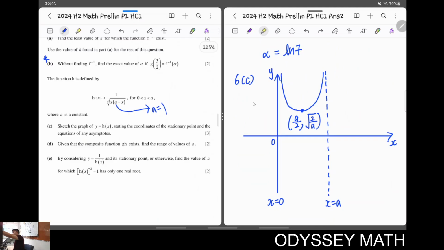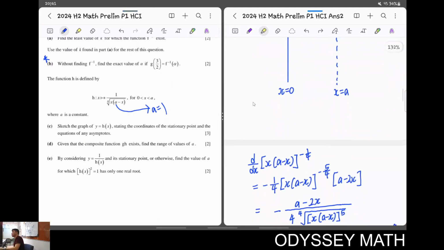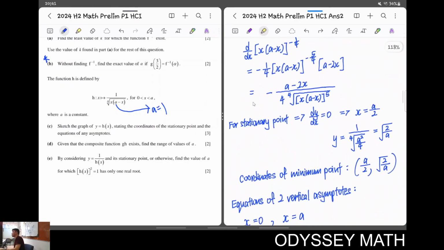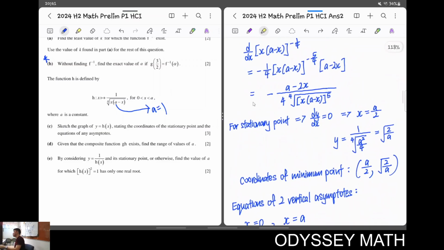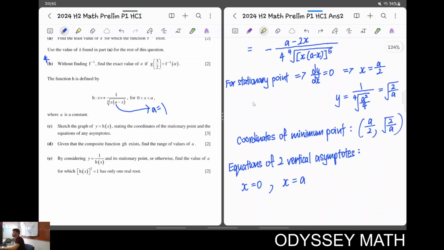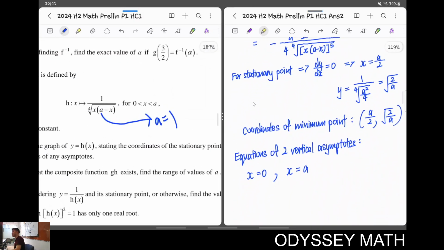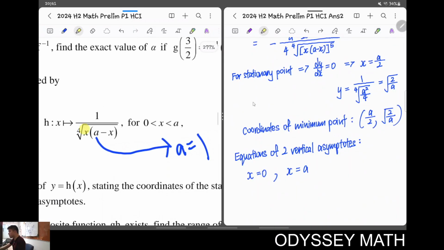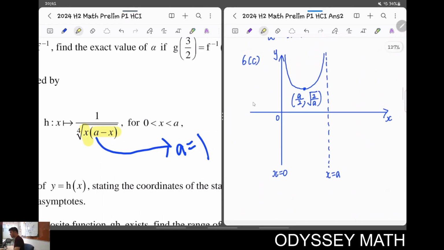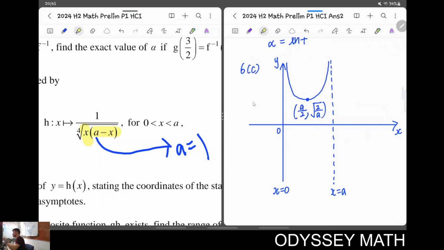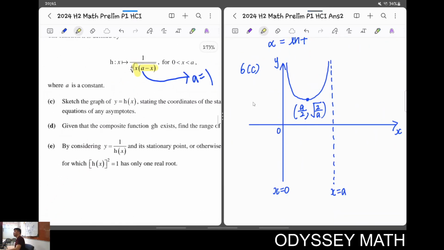So what happens here? You solve for the stationary point. Very simple. You just do the first derivative, equate dy/dx to 0, and solve for the x coordinate of the turning point, which is the minimum point. Sub into the original equation, get the y coordinate. Any question? Nothing much. Equations of the two vertical asymptotes is very straightforward. What is the value of x that makes the denominator 0? x equals 0. What is the other value of x that makes the denominator 0? x equals 8. Then you label the equations of the two vertical asymptotes. Remember, label the x-axis, label the y-axis, label the origin, and then label the minimum point. That's 3 marks. Any question on that?